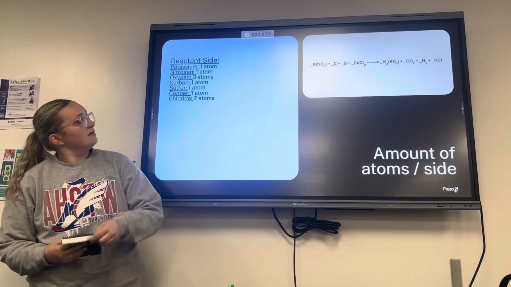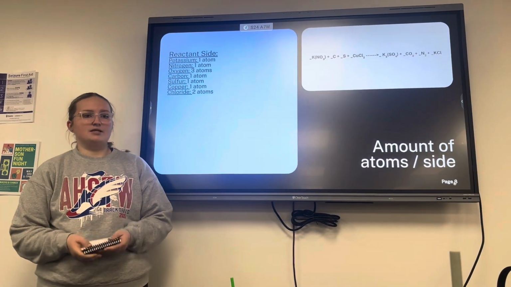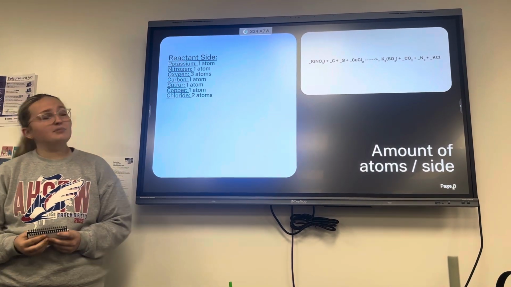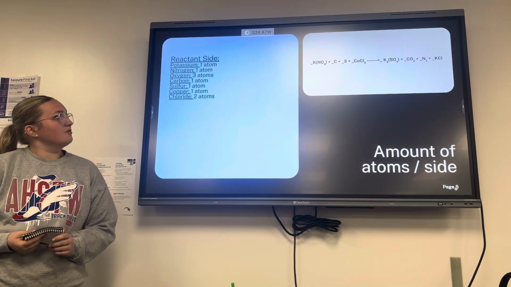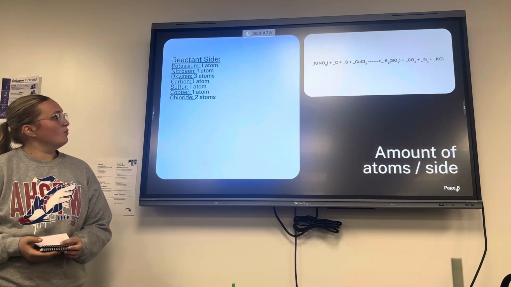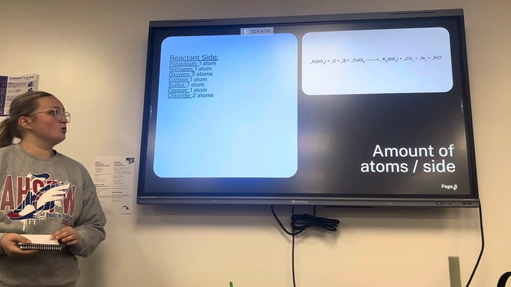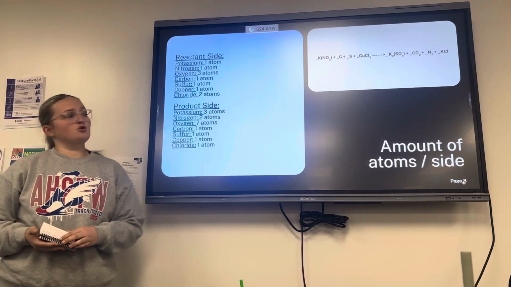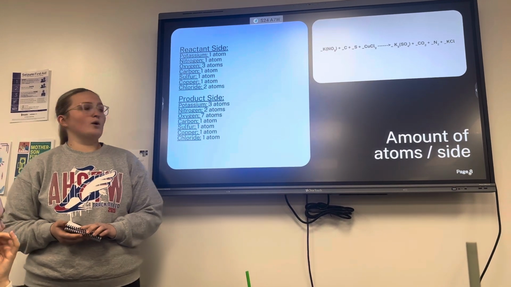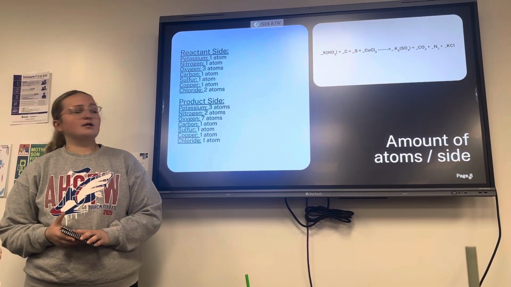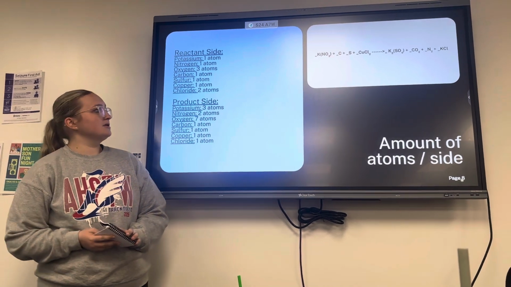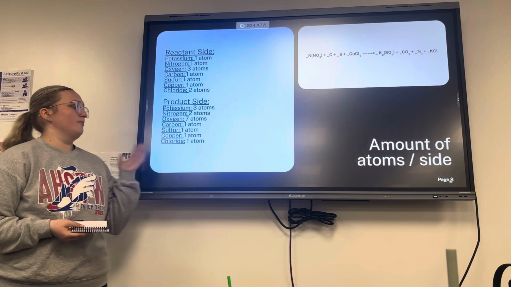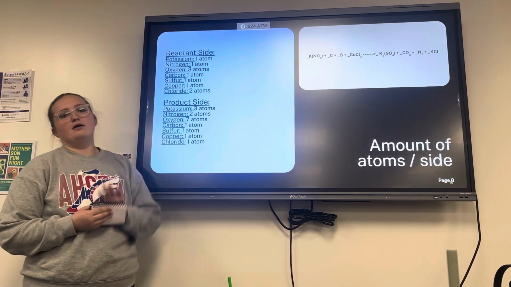So moving on to how many is on each side of the chemical equation, on the reactant side, we have 1 potassium, 1 nitrogen, 3 oxygen, 1 carbon, 1 sulfur, 1 copper, and 2 chloride. And then on the product side, we have 3 potassium, 2 nitrogen, 7 oxygen, 1 carbon, 1 sulfur, 1 copper, and 1 chloride. From this, you can tell that you definitely have to try and balance them out because you have 3 potassium on the product side and 1 on the reactant side.